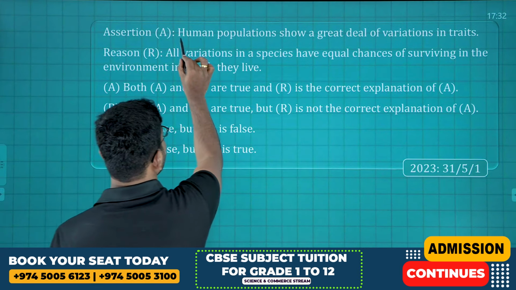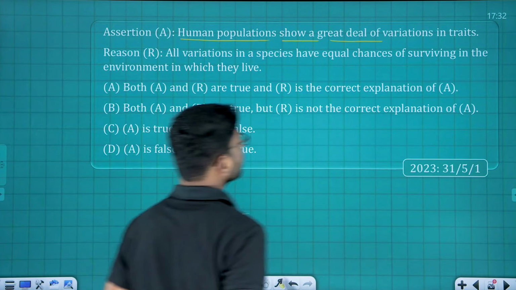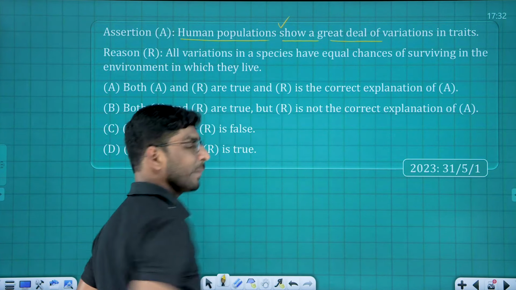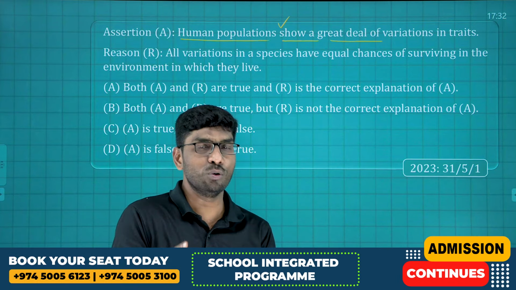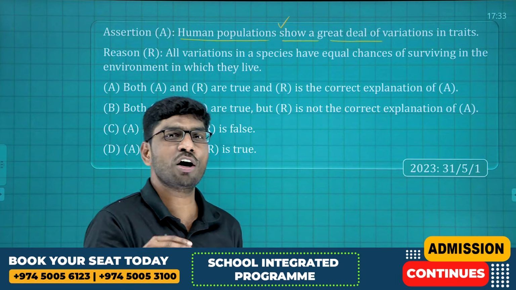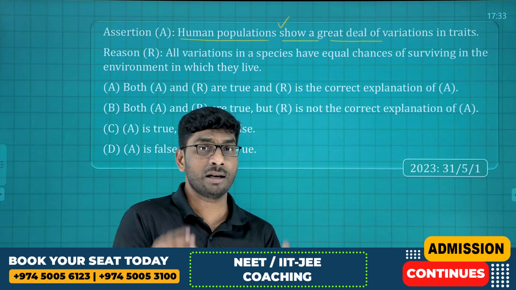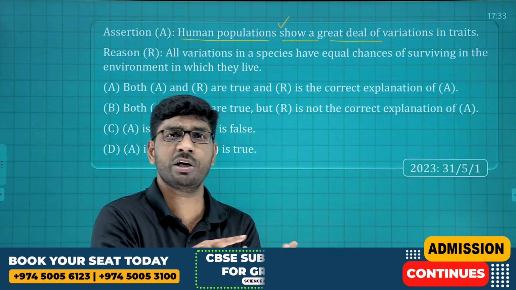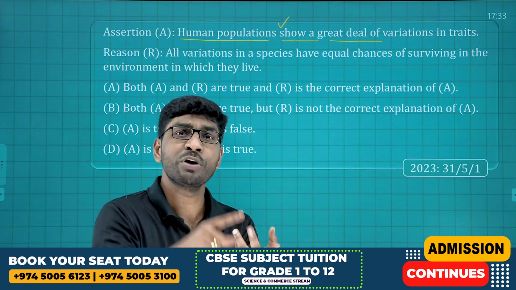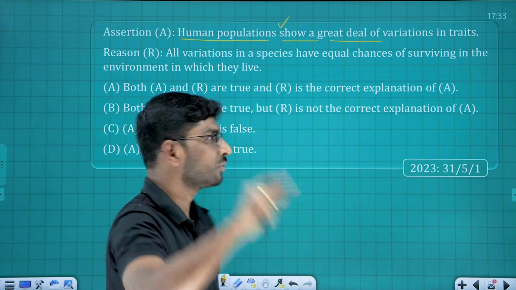Human population show a great deal of variation in traits. Absolutely correct. If you take a human population, just observe your classmates in your classroom. If you are tall, if you are short, if you are fair, if you are dark, different variations are there. Variation in height, variation in color, variation in immunity, variation in different traits. This statement is absolutely correct.